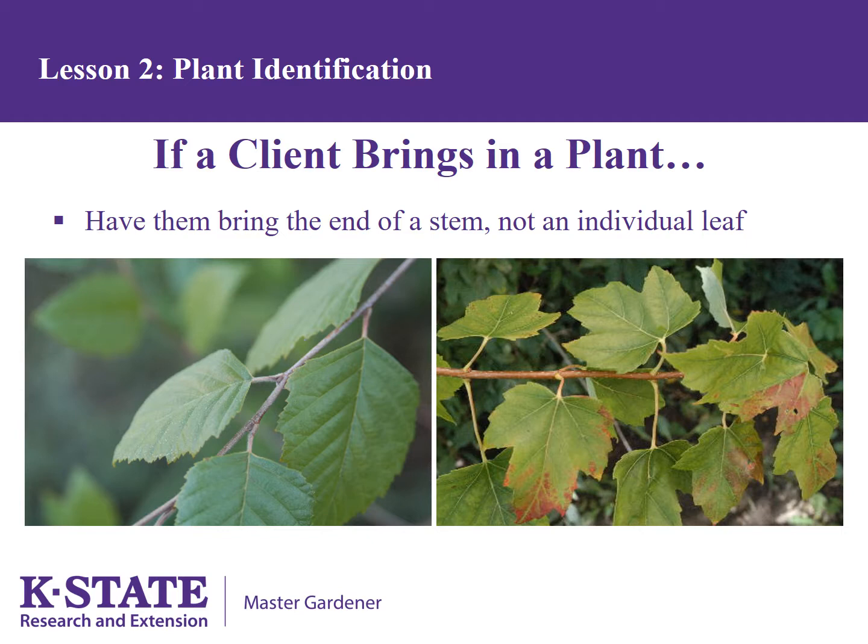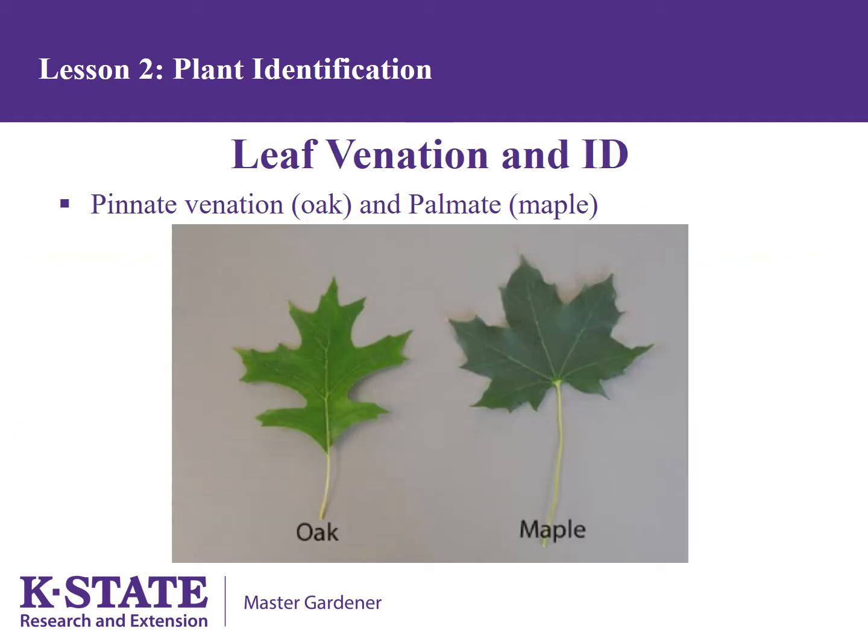Though sometimes a single leaf is enough, having more of the plant can make identification much easier, as you can tell whether the leaf is simple or compound, and whether the arrangement is alternate or opposite. Let's look again at our oaks and maples. You can tell the difference between the two even if you only have a single leaf.